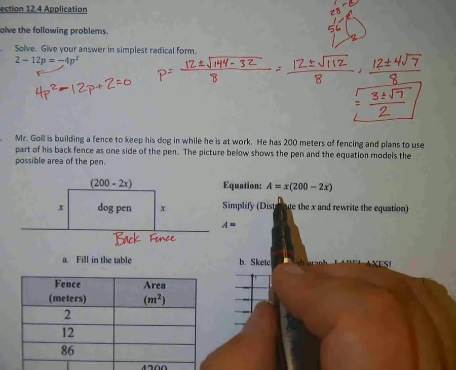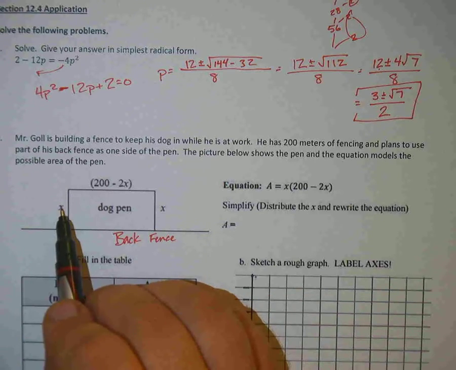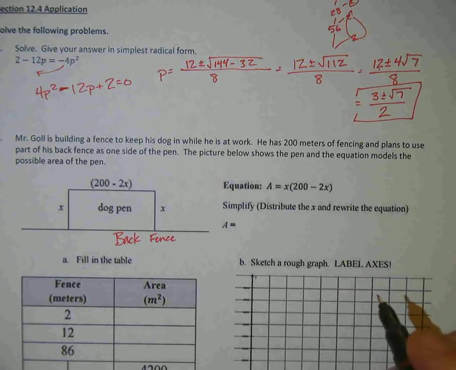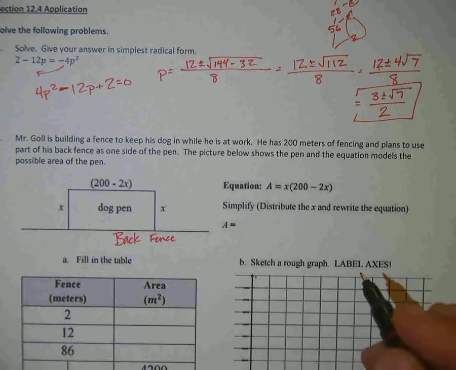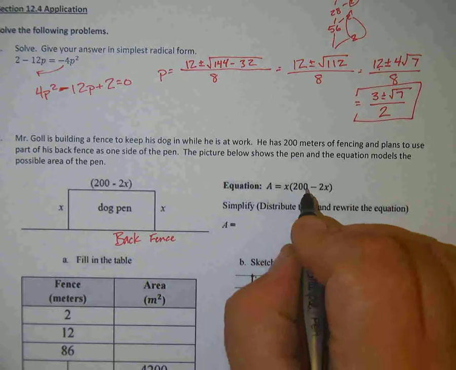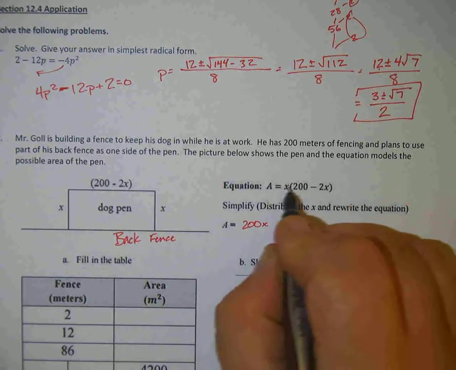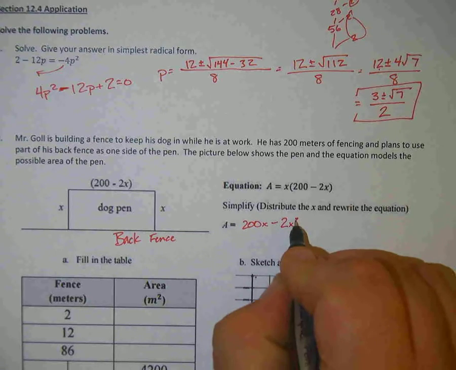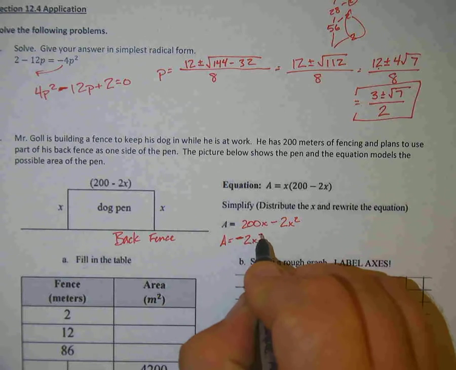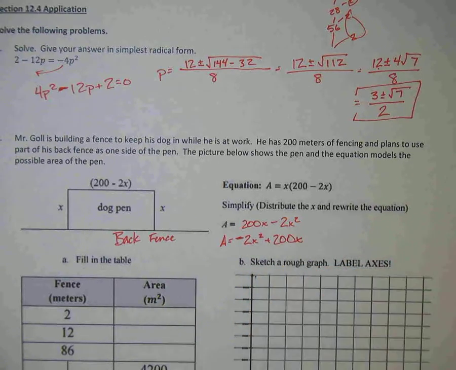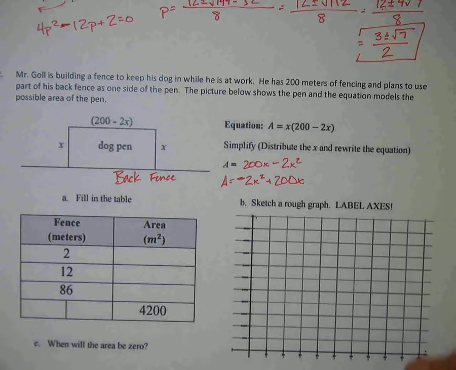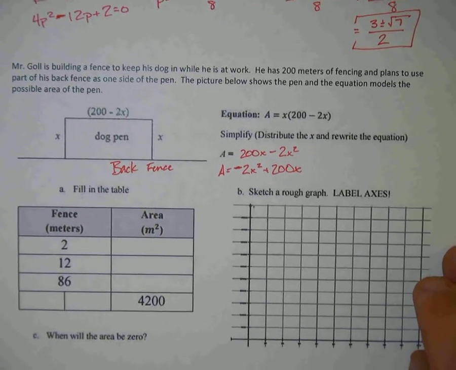To figure out the equation, the area of this pen is going to be x times 200 minus 2x. That's just kind of forced by the fact that I have 200 meters of fencing to use, and I want it to be a rectangle. So let's go ahead and distribute that and see what we get. X times 200 is 200x. X times negative 2x is negative 2x squared. So my area equals, I'm going to rewrite it, negative 2x squared plus 200x. That'll be the area of the dog pen, the pen that I'm using.